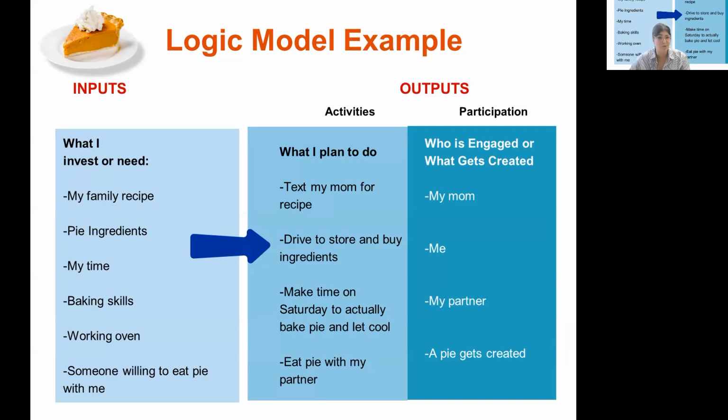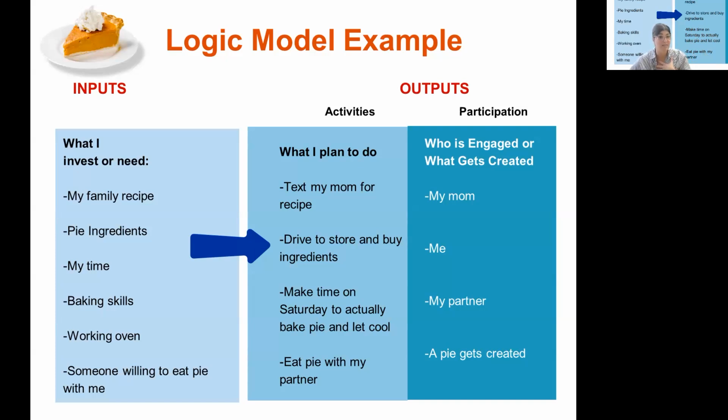I then need to drive to the store and buy ingredients for that pie, right? So pumpkin puree, maybe a pre-made pie crust, Crisco or butter, depending on whether or not I'm going to make the pie crust myself, right? I need to put aside time on my Saturday to actually bake pie and let it cool and make sure my dogs don't eat it. Because trust me, that is a problem in my house with a Great Dane that likes to counter surf. And then ultimately what I want to do is eat the pie with my partner, right?